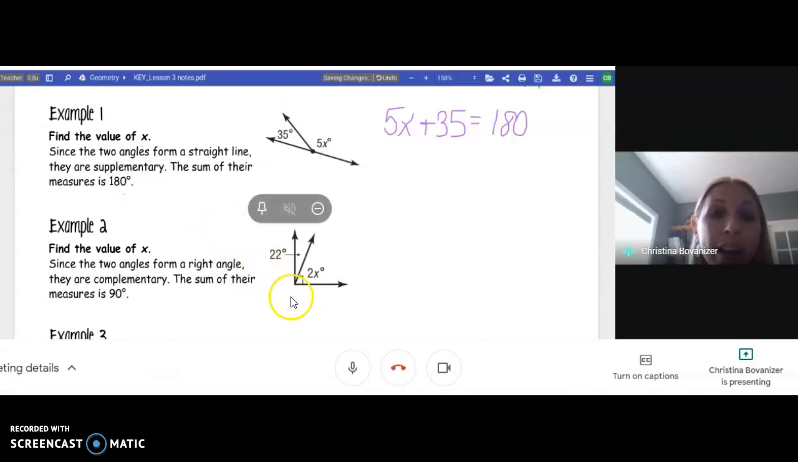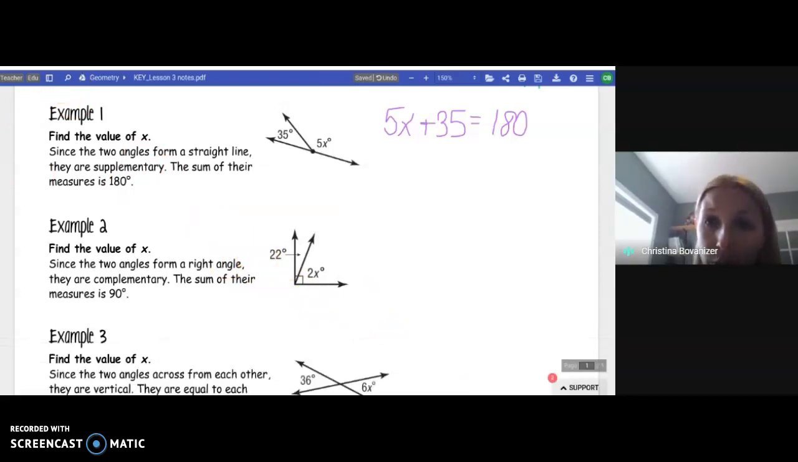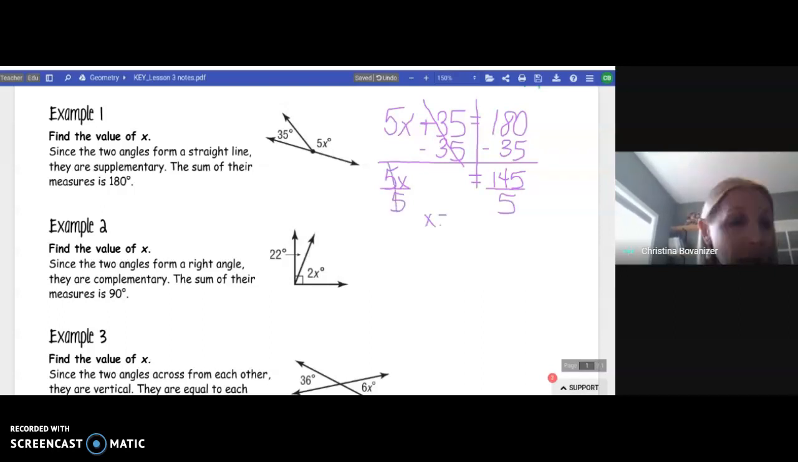Now we can solve for x to figure out the answer for this problem. So split your equation down the middle. We're going to subtract 35 from both sides. And we get 5x on this side, and 180 minus 35 gives us 145. Divide by 5 on both sides to get x by itself, and we get x equals 29.